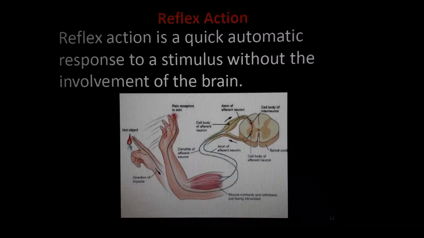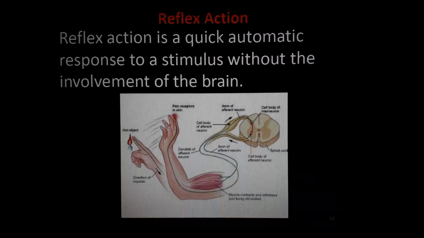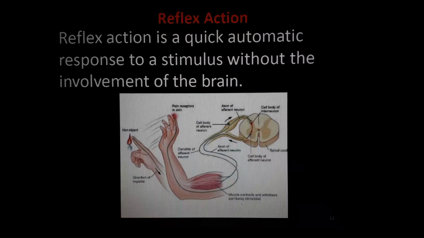But in the case of our brain and spinal cord, what is reflex action? In reflex action, mostly reflex action occurs to save our body from danger. Understand? To save our body from danger. For example, if we touch a hot object, for each second the amount of burn will increase. Isn't it? So if we put our hand in front of a fire, 1 second small burn, 2 seconds big burn, 10 seconds there won't be any finger there, isn't it?